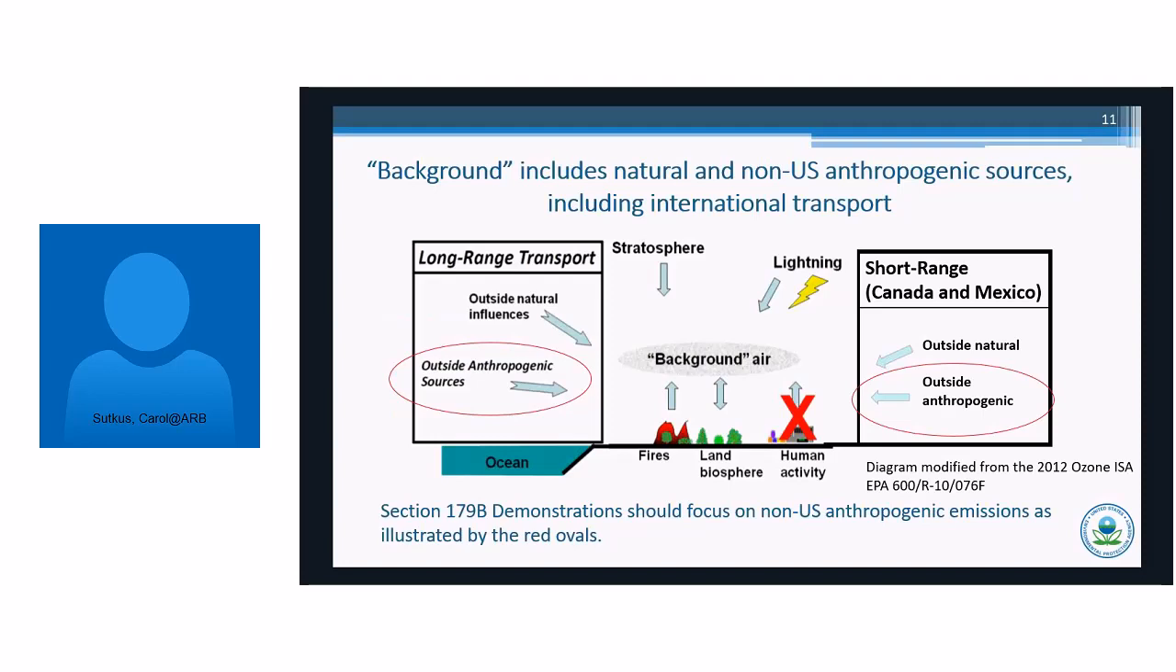Background typically is considered the sum of all sources that are not within a particular jurisdictional boundary, and so that would include natural sources, both local and transported, as well as, in the case of the U.S., the international transported anthropogenic emissions. Section 179B demonstration should focus on the non-U.S. anthropogenic emissions as illustrated by the red ovals on this slide. So that includes the transported from near range, like Canada and Mexico, as well as potentially from the longer range sources on the left.